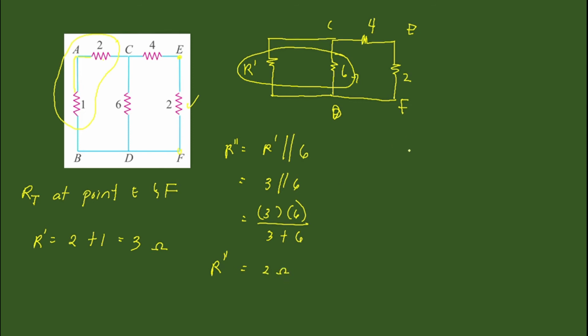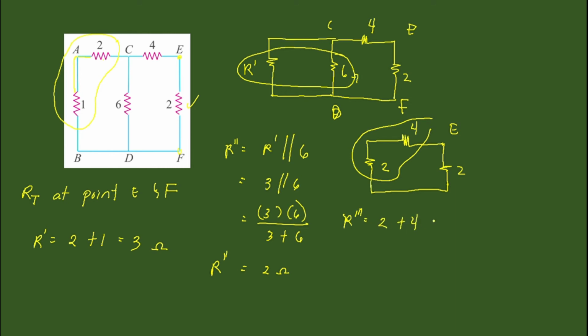Okay. Now, redrawing the circuit. So, we have R2 prime is equal to 2 ohms. And then, here is the 4 ohms. And then, for the E and F, here is the 2 ohms. Okay? Now, after that, the 4 is also connected in series with 2. So, let's consider it as R3 prime. R3 prime is equal to 2 plus 4, which is equal to 6.